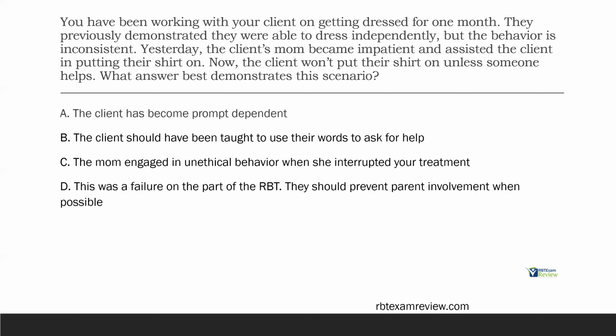Now the client waits for that prompt before putting their shirt on. So the answer is A. Okay, read all the answer choices, right? You want to look for the best answer. Maybe there's a better answer.